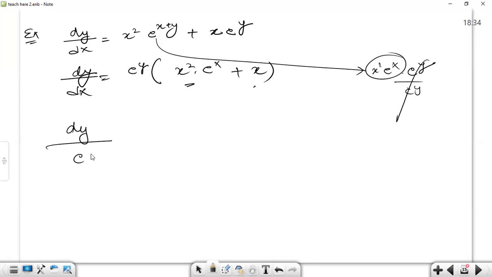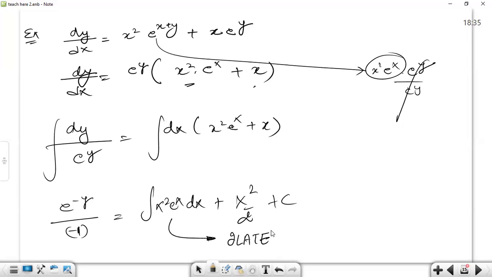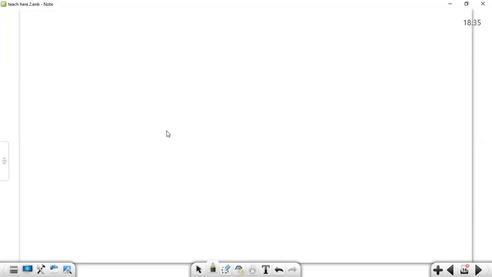So now trying to separate the variables, it will be an easy job for us. Now let's integrate on both sides. This will simply become e raised to power minus y, divided by the derivative of the power, which is minus 1, equals the integration of x square e raised to power x dx plus the integration of x, which is simply x square by 2 plus c. Now for the integration of this we will use the ILATE formula. You know what is ILATE? Just tell me the acronym.